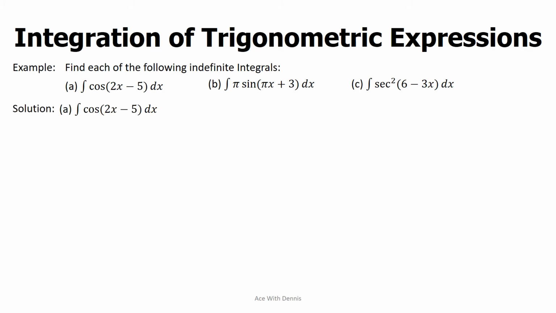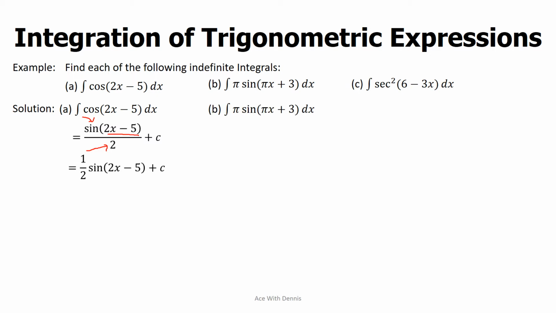Here is the solution. For A, integration of cosine 2x minus 5. So I think it's pretty straightforward, right? Integration of cosine, I get sine. Therefore, I will get sine 2x minus 5, followed by differentiate of 2x minus 5, I get a 2. So it will be over 2 here, followed by plus c. Or I can rewrite the equation, it becomes half sine 2x minus 5 plus c.